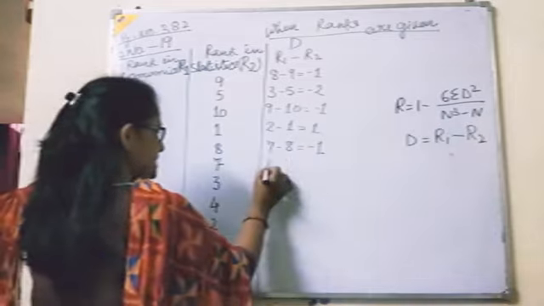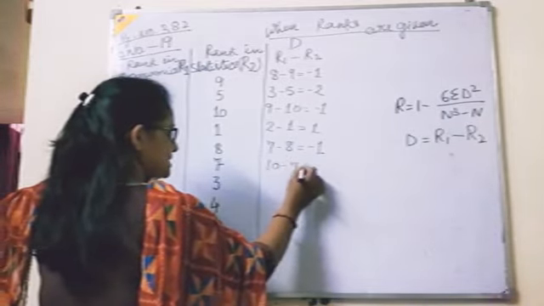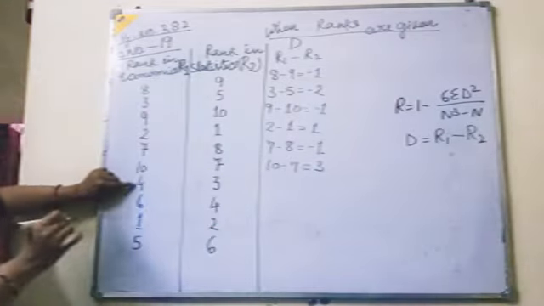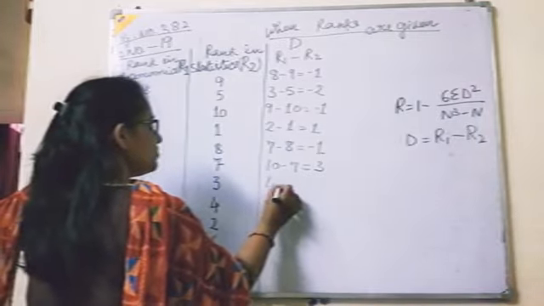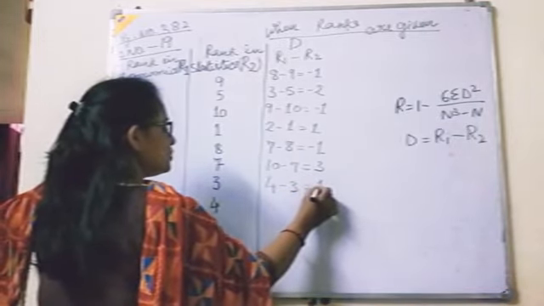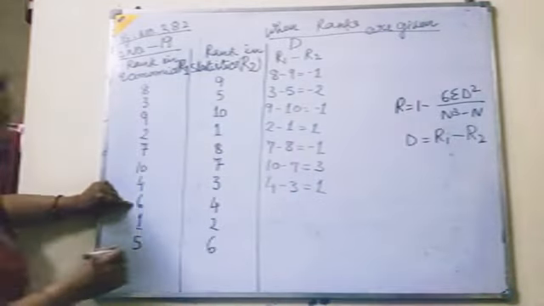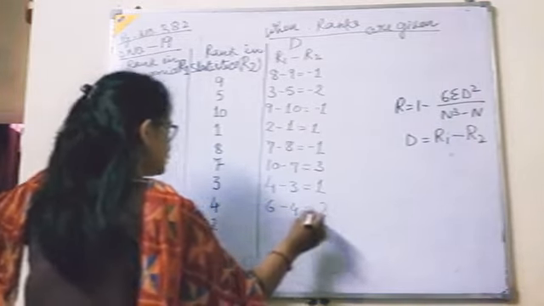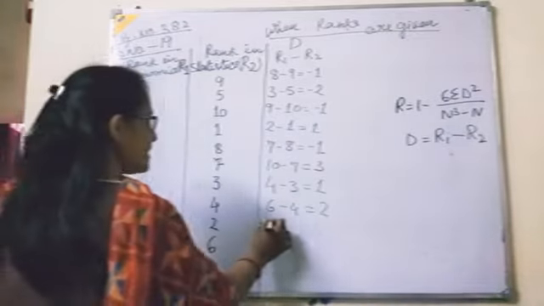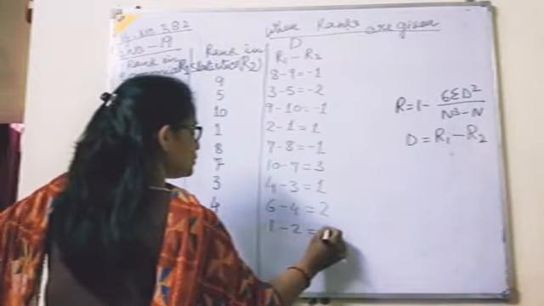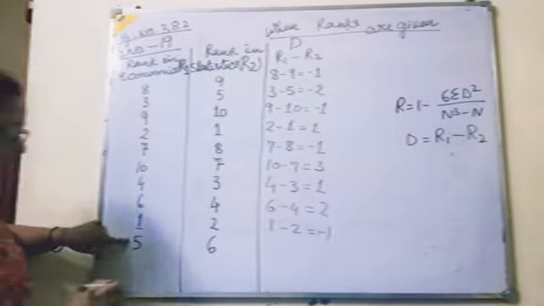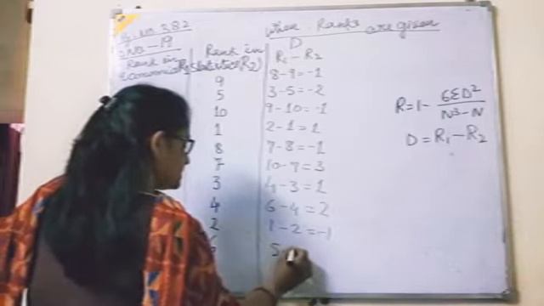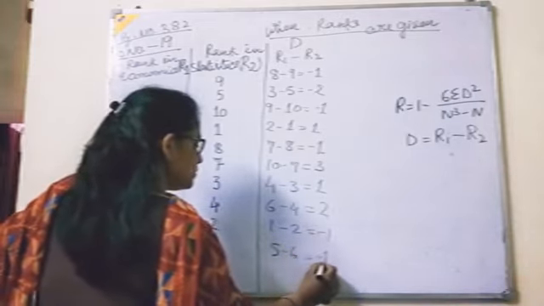Then 10 minus 7 is equal to 3. Then 4 minus 3 is equal to 1. Then 6 minus 4 is equal to 2. Then 1 minus 2 is equal to minus 1. And last one is 5 minus 6 is equal to minus 1.